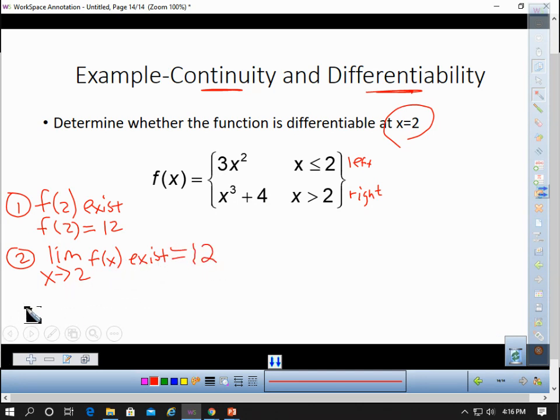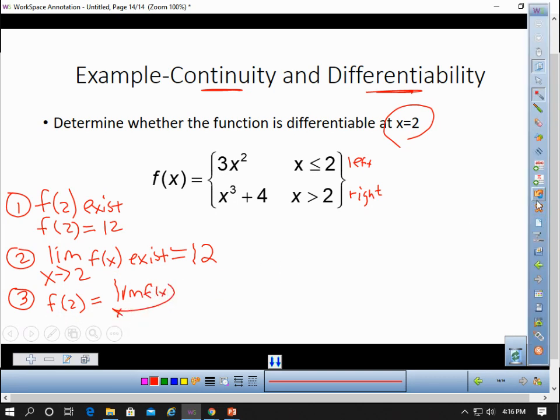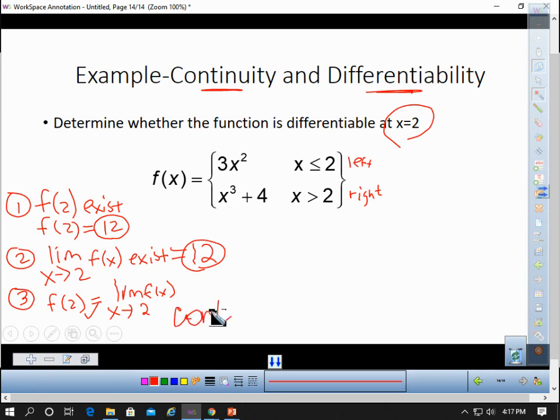All right. Now the third thing, does our f of 2 equal our limit for the function as x approaches 2? So does our limit, which exists, equal the function value? Yep, they were both 12. So yes, that means we have a continuous function. All right, so it is continuous.